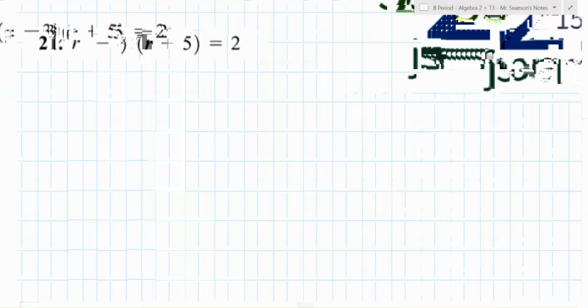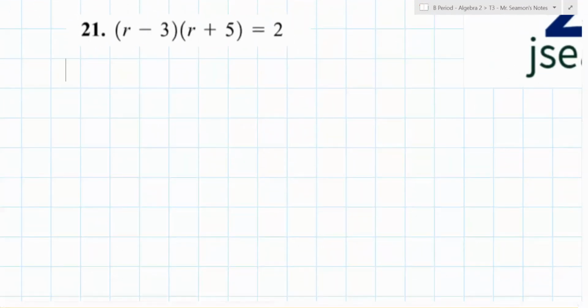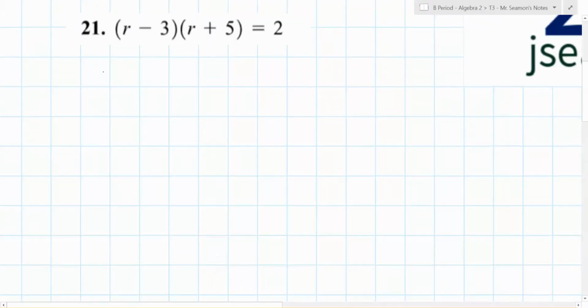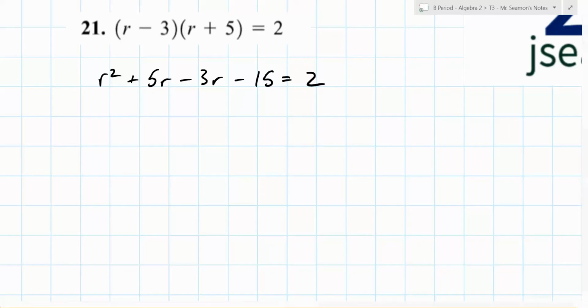So what do you have to do first on this one? What's the first thing you have to do? Distribute. Yeah, you're going to have to distribute. Exactly. So what do you get? If you distribute this, can someone read out what you get? R squared plus 2R minus 3R minus 15 equals what? So we've distributed. Now we need to put it into the regular standard form. Kids, put it in standard form.